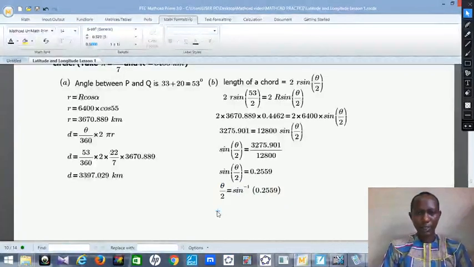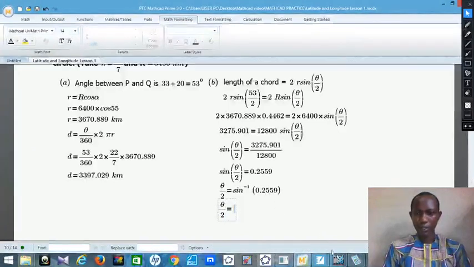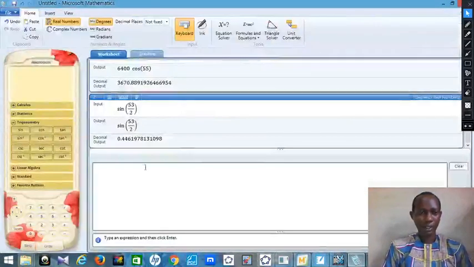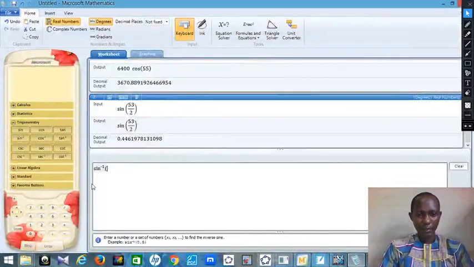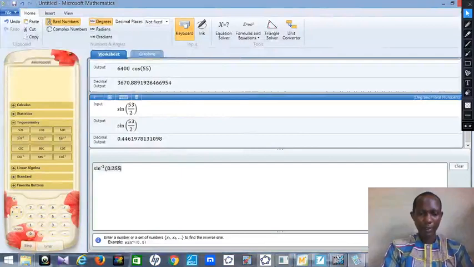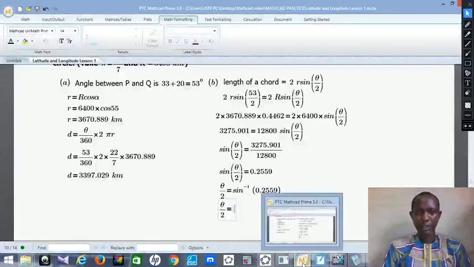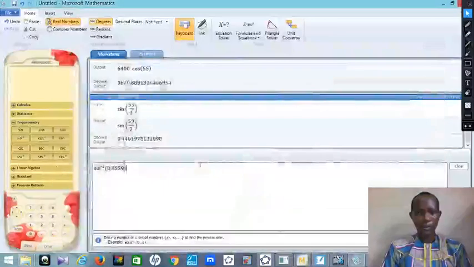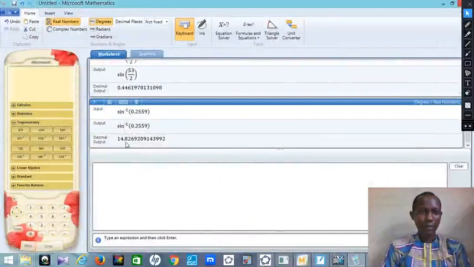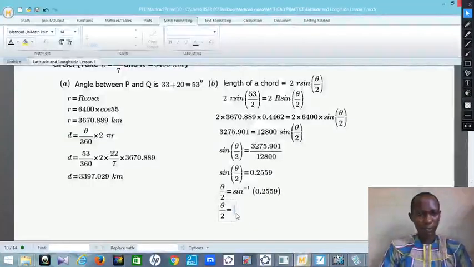Then when you get that, theta over 2 will be equal to, let's use our calculator to do this one. The sine inverse of 0.2559. Let me check, I hope I did not miss it. 0.2559 correct. The result is 14.8269. Then the next thing is theta.